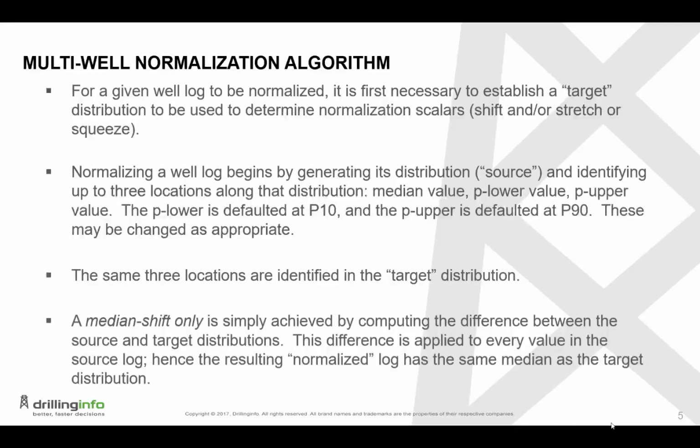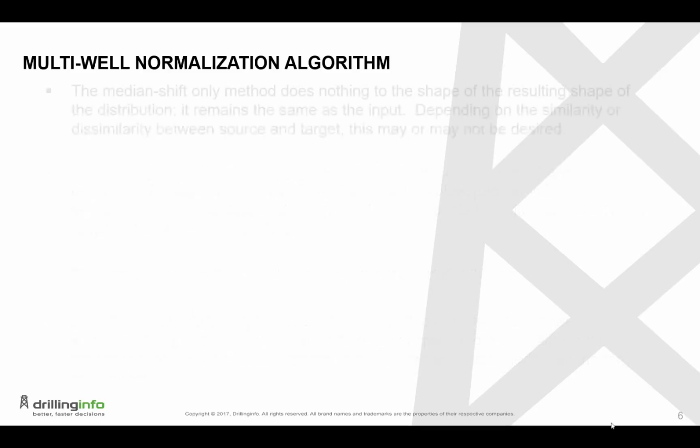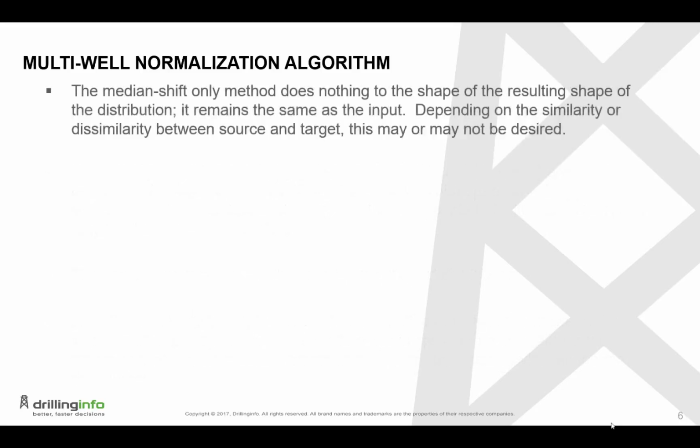The first option is the median shift only. This is a simple shift of the source distribution so that the resulting distribution has the same median as the target distribution. The shift is the difference between median values of the source and target distributions. This difference is applied to every value in the source log. Hence, the resulting normalized log has the same median as the target distribution. The median shift-only method does nothing to the shape of the newly formed distribution. It remains the same as the input distribution.